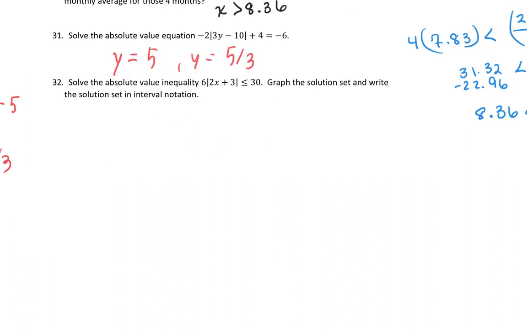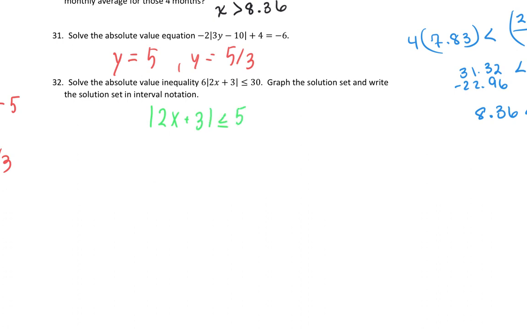So for this next one, we need to solve the absolute value inequality. 6 times the absolute value of 2x plus 3 is less than or equal to 30. We're going to have to graph the solution set and write the solution set in interval notation. So the first thing I'm going to do is divide both of these sides by 6. So we'll get absolute value of 2x plus 3 is less than or equal to 5.